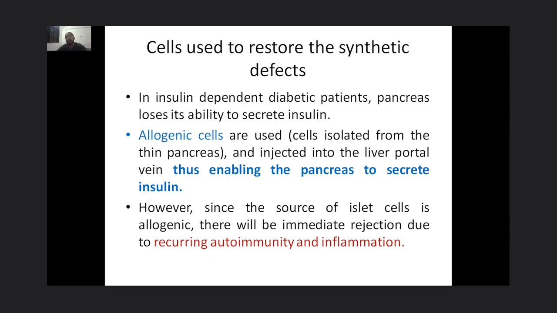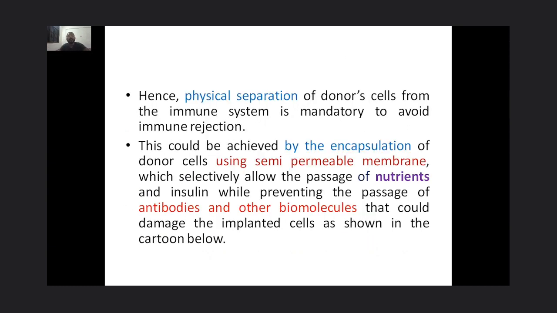However, since the source of the islet cells is allogenic, in the sense we are taking them from another person, there will be immediate rejection due to recurring autoimmunity as well as inflammation, because the immune system will take it as a foreign body. Hence, physical separation of the donor cells from the immune system is mandatory to avoid the immune rejection. That is very important here. To avoid rejection we can also use immunosuppressants, but that is different.